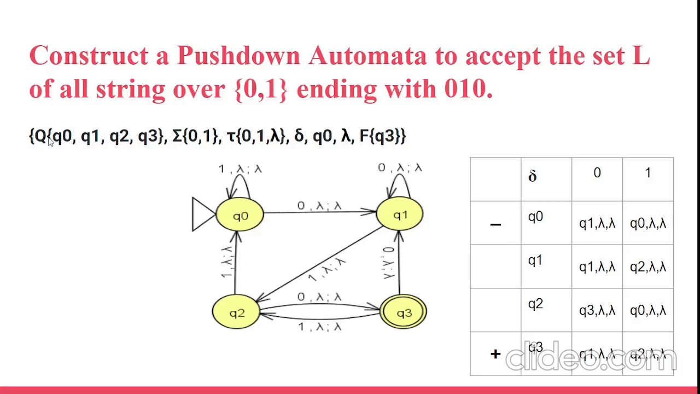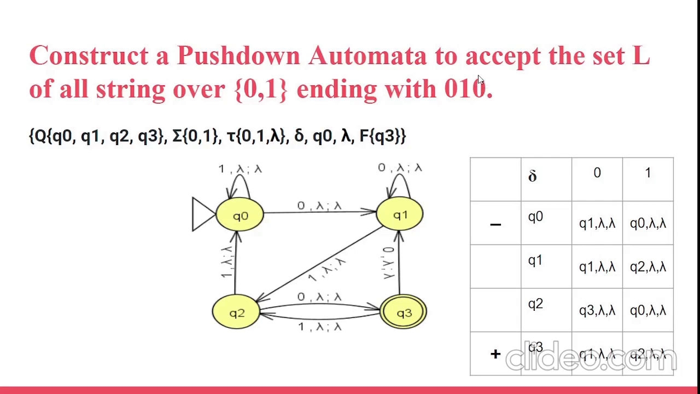Q is the set of states, sigma is the set of input symbols, tau is the set of stack symbols that we can insert on the stack. Delta is the transition function, q0 is the initial state. Lambda is the stack symbol which represents the end of the stack. You can also use Z0 instead of lambda. And F is the set of final states.